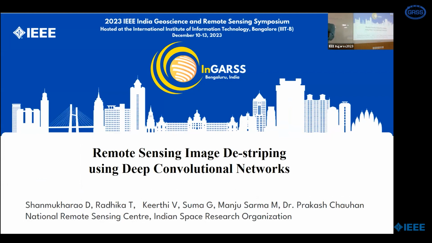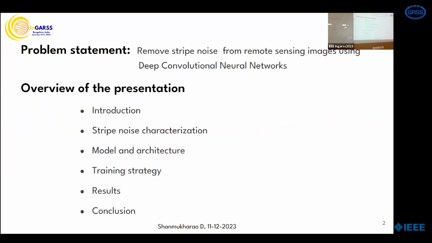Good evening, all. Myself Shanmukha Rao from NRSC, Indian Space Research Organization. My topic is remote sensing image restriping using deep convolutional neural networks. Here the problem statement is removing stripe noise from remote sensing images using deep convolutional network. The overview of the presentation is introduction about the stripe, what do you mean by stripe, then stripe noise characterization for real-time satellite images, then model architecture, training strategy, and after that results and conclusion.